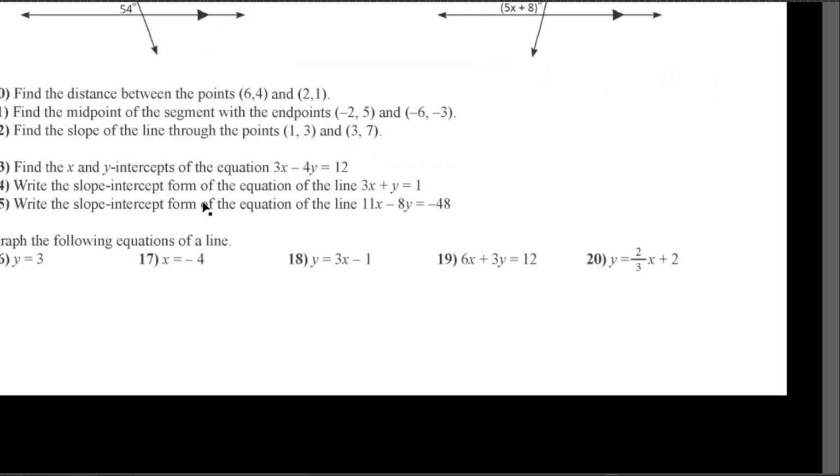Let's keep going down to here. Let's look at 13. We've got 15 minutes. We've got a lot of time to get these finished, okay? So find the X and Y intercepts. Remember that? X and Y intercepts? It's basically where the line would cross the x-axis and where it would cross the y-axis.